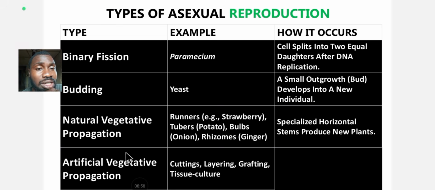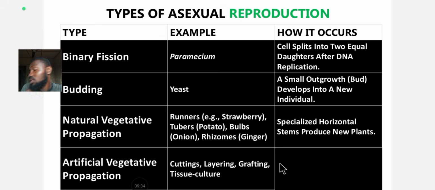vegetative propagation. The next here, and the final one that JAMB said we should get accustomed to, is the artificial vegetative propagation. And the artificial vegetative propagation is what? It involves processes such as cutting parts of the plant, layering of that part you have cut from a plant, then grafting. Grafting is when you cut one particular part of a plant and you transplant it somewhere else. And also tissue culture. All these are artificial vegetative propagation.